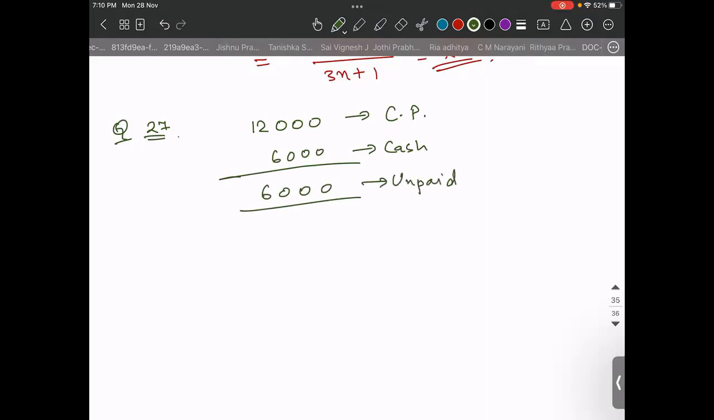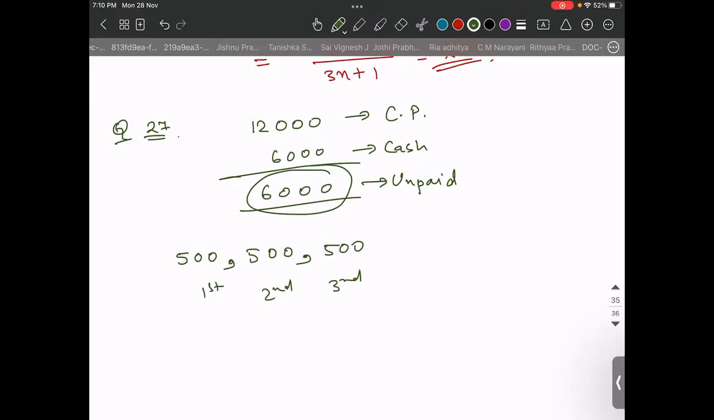And he agrees to pay the balance, that means this unpaid amount, with an annual installment of rupees 500 plus 12% interest on the unpaid amount. That means he'll be paying this 6,000 rupees in installments of 500. First month he'll pay 500. Second month again he'll pay 500. Third month again he'll pay 500. So this is your first month, second month, third month.